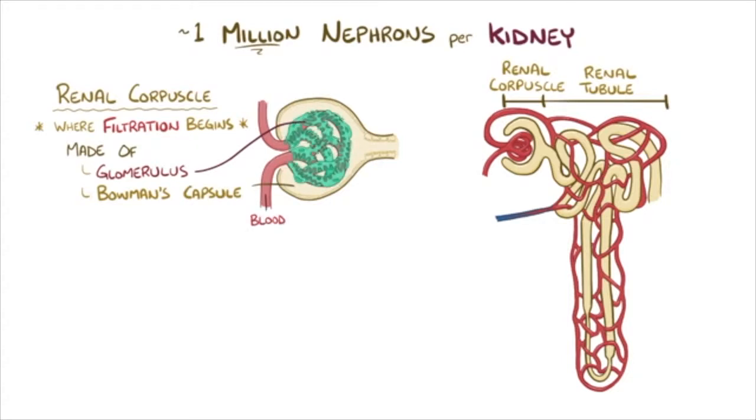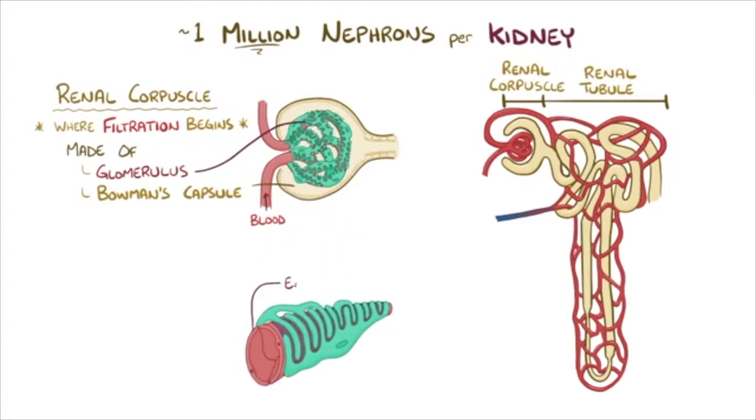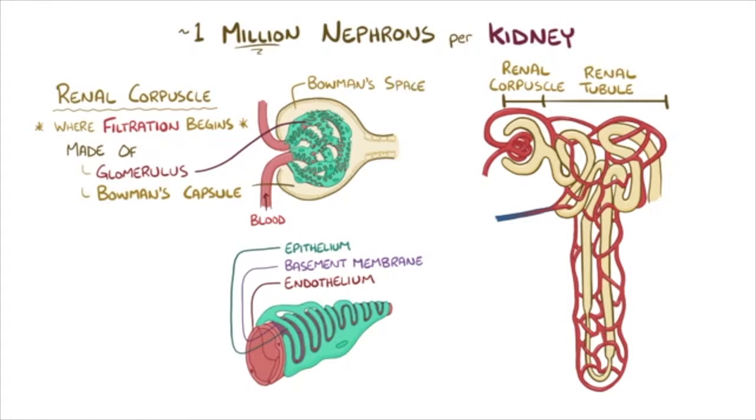As blood flows into the glomerulus, water and some solutes in the blood, like sodium, are able to pass through the endothelial lining of the capillary, move across its basement membrane, through the epithelial lining of the nephron, and finally into the Bowman space of the nephron itself, at which point it's called filtrate.